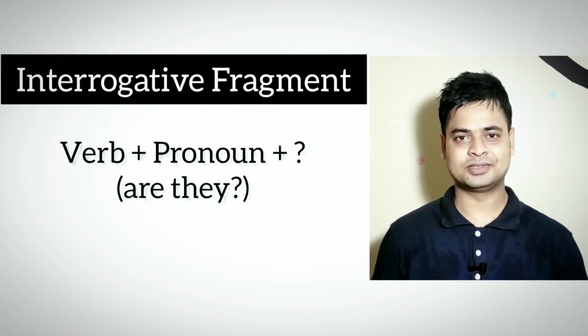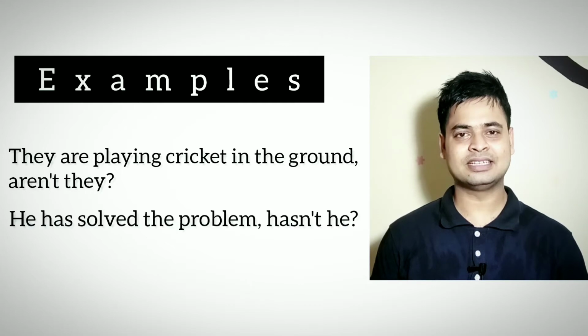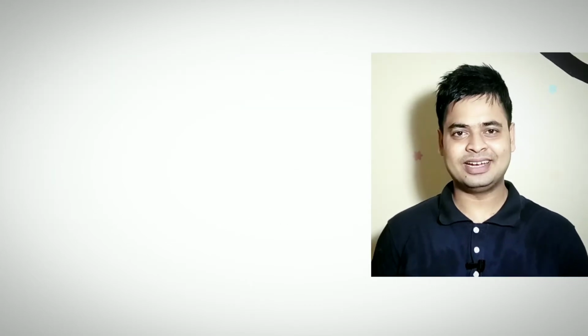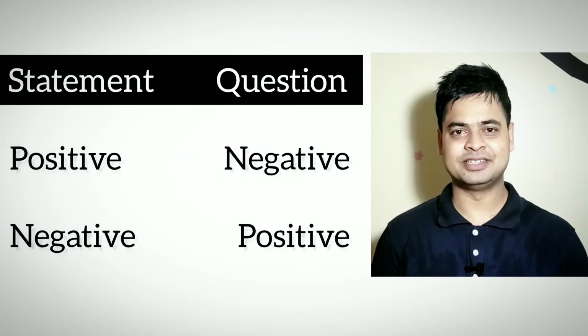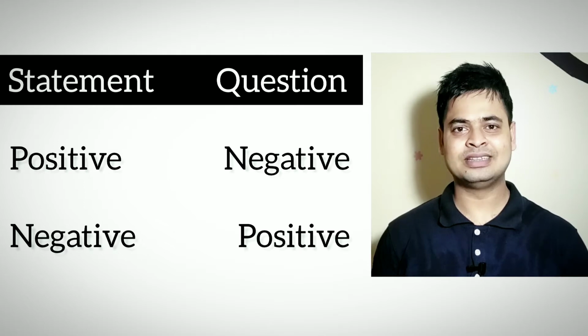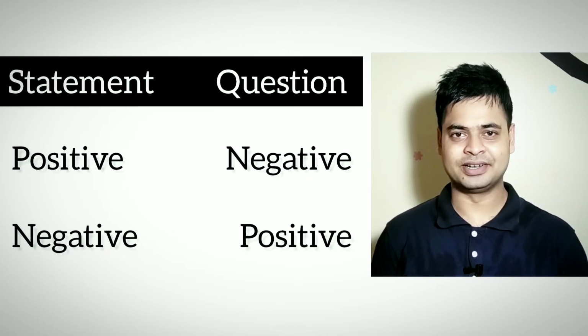For examples, they are playing cricket in the ground, aren't they? He has solved the problem, hasn't he? When a statement is positive, we have to write a negative interrogative. When the statement is negative, we have to write a positive interrogative.